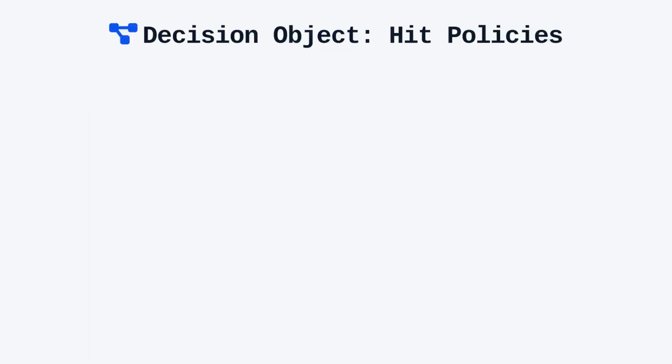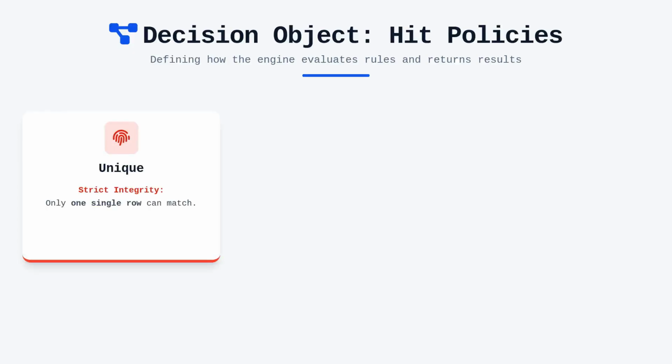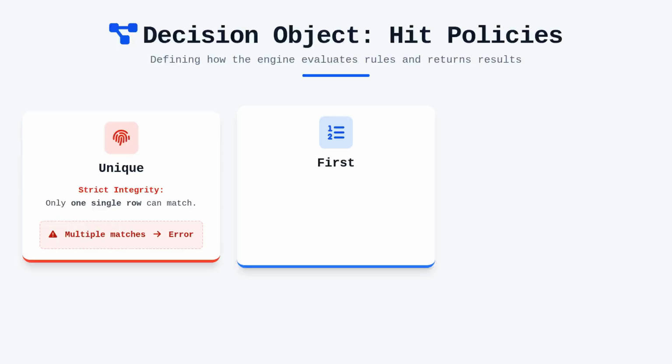At the heart of the decision object is the concept of hit policies, which dictate how the engine evaluates rows and returns results when multiple rules might match the input criteria. If you select the unique hit policy, you are asserting that only one row can possibly match the input parameters. If more than one matches, the object will return an error, which serves as a robust mechanism for enforcing strict data integrity rules.